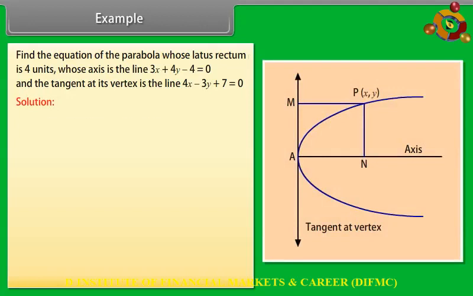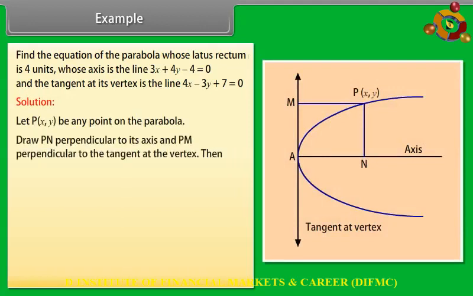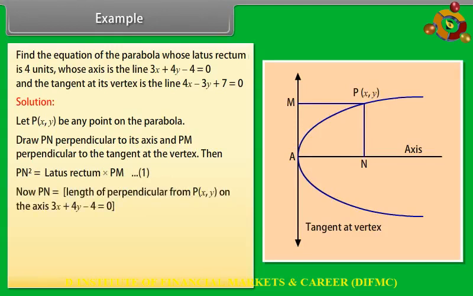Solution: let P(x, y) be any point on the parabola, drawn PN perpendicular to its axis and PM perpendicular to the tangent at the vertex. Then PN square is equal to latus rectum into PM. That is equation 1. Now, PN is equal to length of perpendicular from P(x, y) on the axis 3x plus 4y minus 4 is equal to 0.